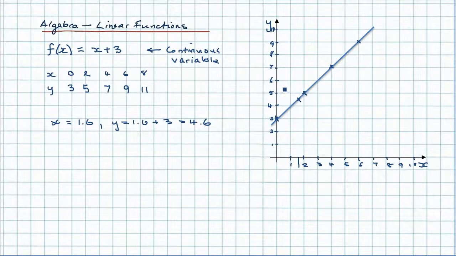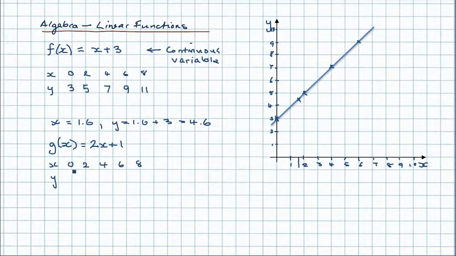Okay, so let's now try another function. Let's call this g of x. Okay, so just g of x now equals, well, let's have 2x plus 1. So if it's 2x plus 1, let's try our x and y values. We'll again go 0, 2, 4, 6 and 8.